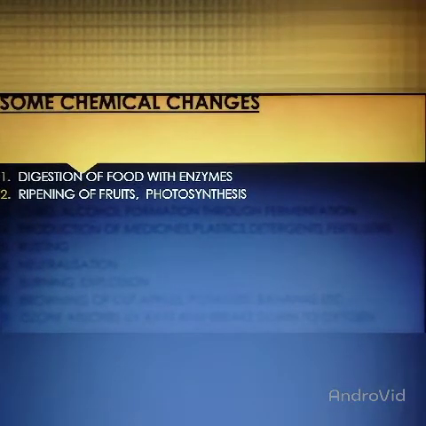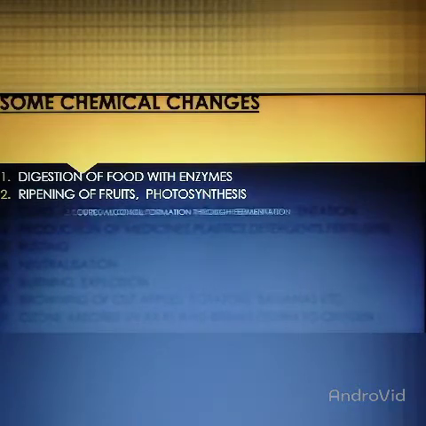Next comes the ripening of fruits, right? This is also a chemical change. The fruits become sweet, their color changes, flavor changes. These are all chemical changes. Then during photosynthesis, carbon dioxide and water react in the presence of sunlight and chlorophyll to form glucose and oxygen, right? So new substances are formed in photosynthesis, so this is also a chemical change.